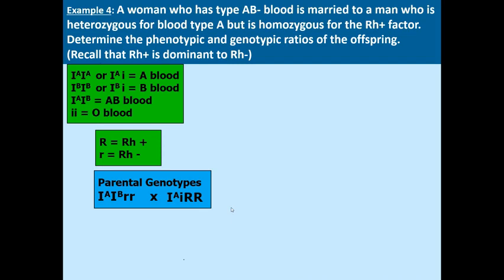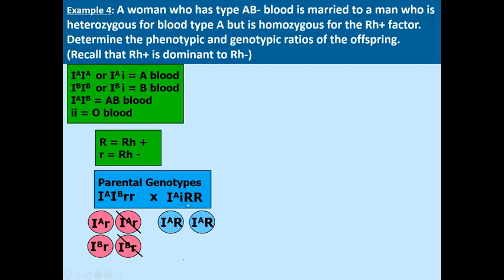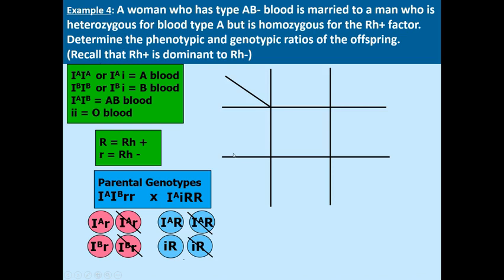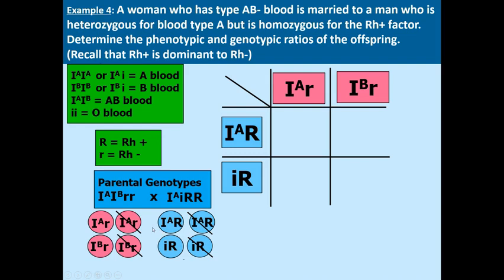That's right, the gametes. The first gamete for the first parent is I^A, lowercase r. Second one is the same. Then we have I^B r and another I^B r. Let's cross out the repeat gametes. Let's get the gametes for the second parent. We have I^A R, another I^A R, little i R, and another little i R. We have two repeats here, so we'll cross those out, and then we'll draw our Punnett square with room for the two gametes from the first parent and the two gametes for the second parent.